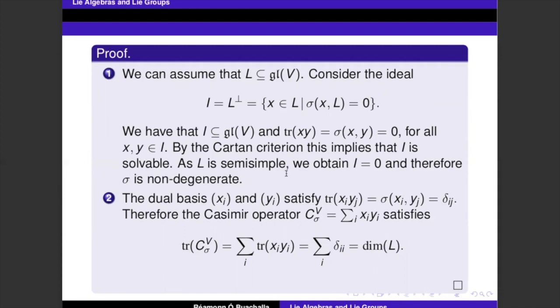Let's now move on to the trace of the Casimir operator. Well, the dual basis, x sub i and y sub i, they satisfy the trace of these two, which is equal to sigma by definition of sigma. But that's equal to Kronecker delta ij because they're a dual basis. And that means that the trace of the Casimir is going to be equal to the trace of these elements here, which is equal to Kronecker delta ij, which is equal to the dimension of L.